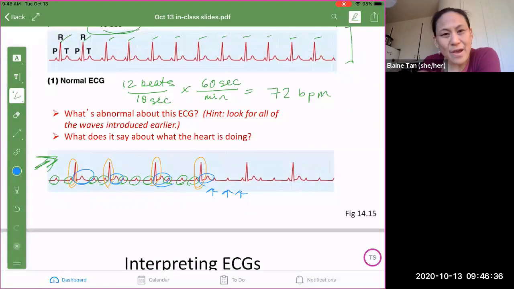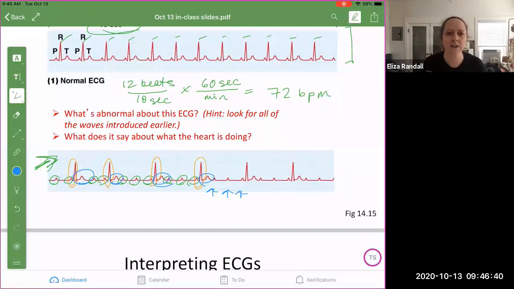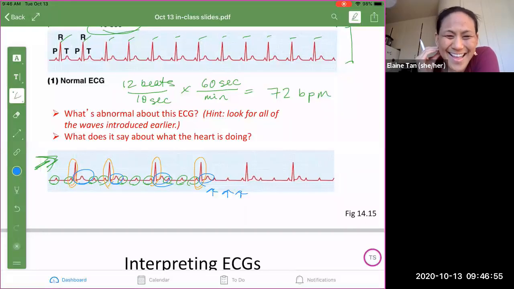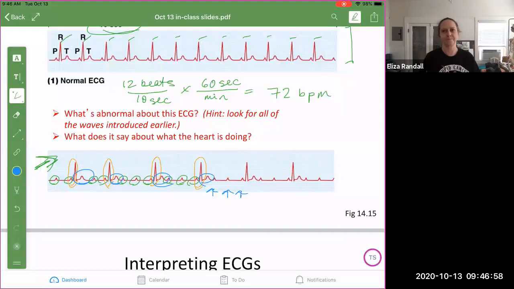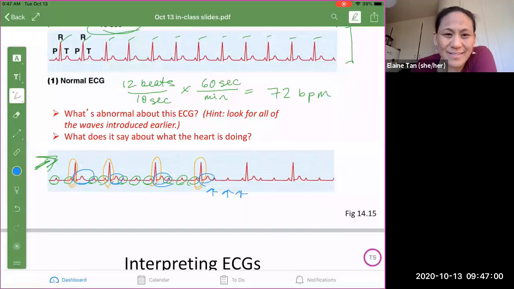Okay, so now that you've had a chance to, oh, sorry, someone. It's Eliza. It seemed like the P and the T in the slides we had last night looked the same, whereas here they look slightly different. Which one's more typical? Well, honestly, neither one. These are cartoons, so an actual EKG trace is going to look a little bit different.